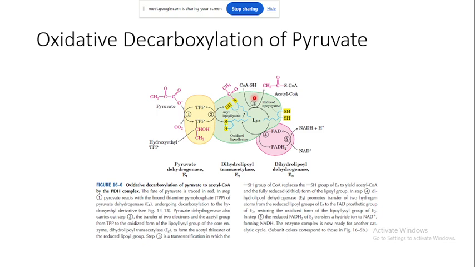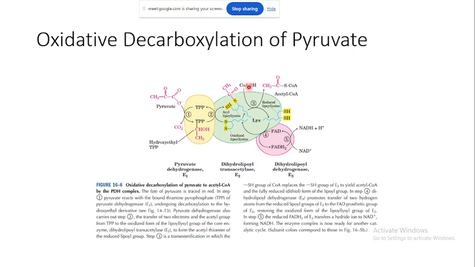Now in step 3, this acetyl lipoyllysine will react with coenzyme A. When it reacts, this will be converted into reduced lipoyllysine, because the acetyl portion will be attached to the coenzyme. So then it will form acetyl CoA.